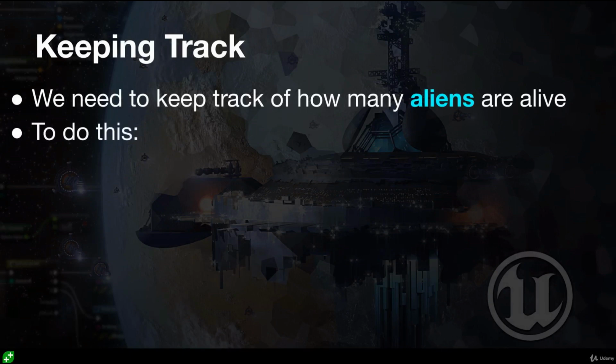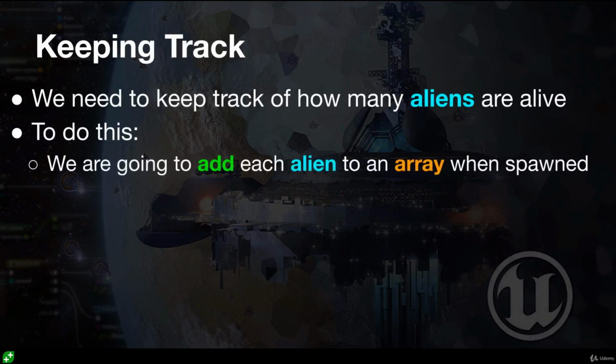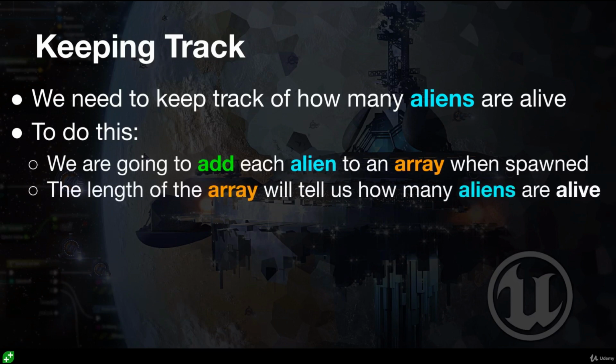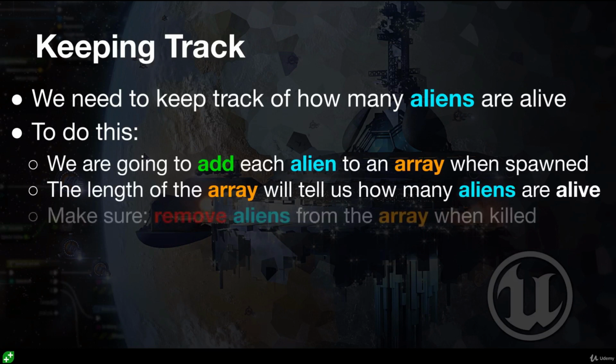To do this, we're going to add each alien to an array when they are spawned. The length of the array will be able to tell us how many aliens are currently alive in the level. But we need to make sure that we remove the aliens from the array when they are killed.